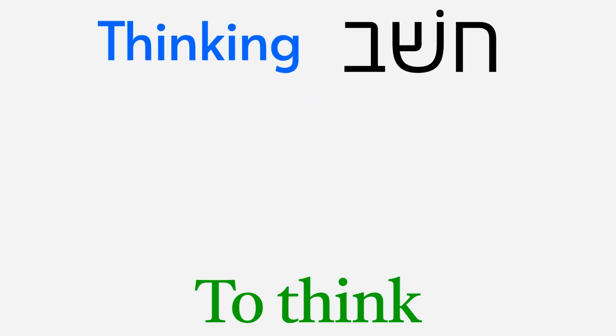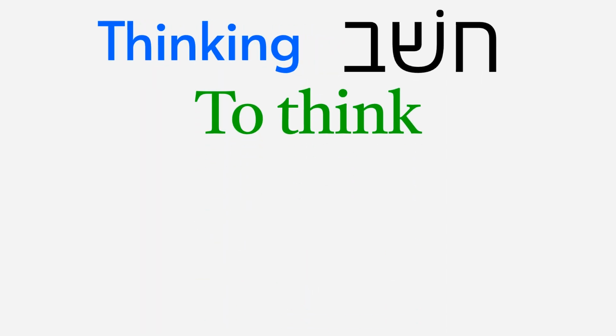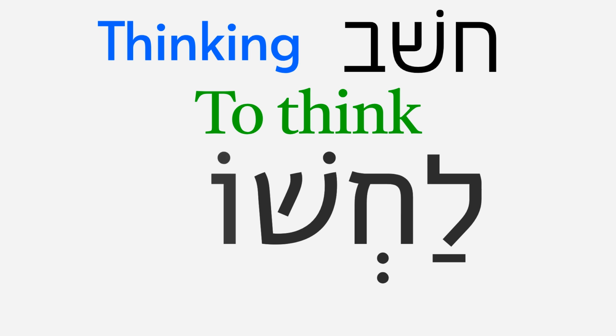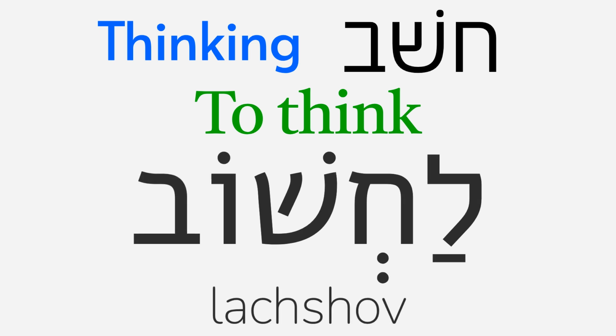The infinitive to think from the root chet, shin, beit starts with the lamed, which means to, as always, under which this time we put a patach. Next comes the first letter of the root chet, under which we put a shva, as with other infinitives. Then comes shin, vav with cholam, and beit as usual. Lachshov, to think. Lachshov.